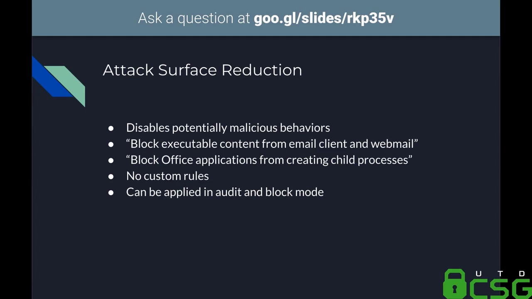And then we have attack surface reduction. The closest part to an intrusion prevention system that is built into Windows and attempts to disable potentially malicious behaviors. This allows you to block executable content from email client and webmail, block Office applications from creating child processes, and like 4 other rules. But I couldn't find a way to set custom rules, and I couldn't find any documentation suggesting you could. So at its current state, it looks like you can only block 6 malicious behaviors, which is, I guess, good. It's better than nothing. For sure, better than nothing.